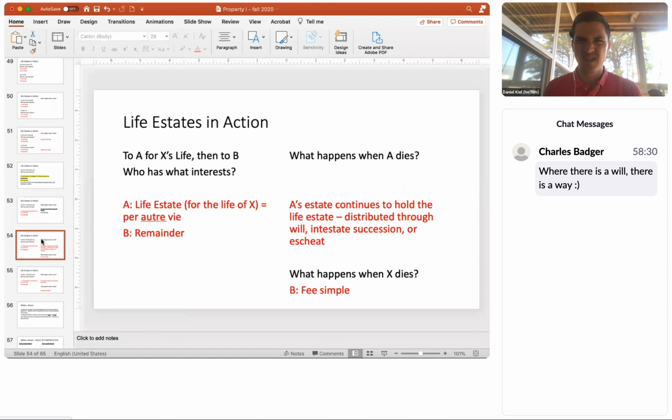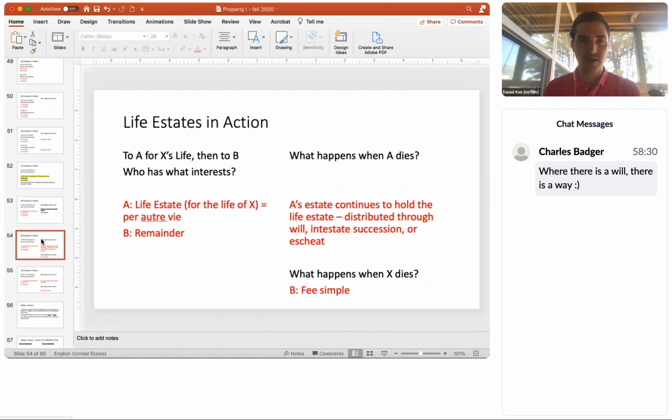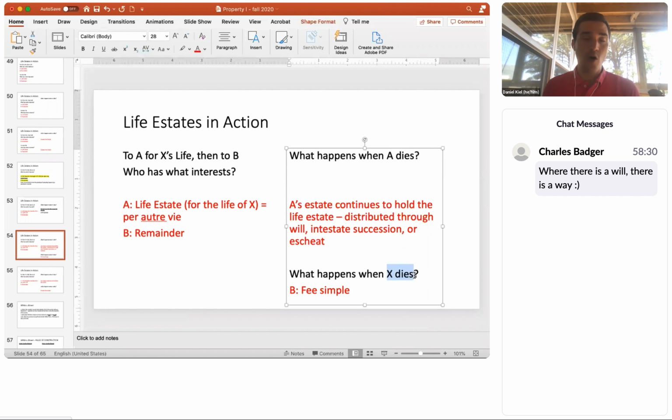Is that helpful? So O is X, right? No. No. No? X is X. O is the grantor. X is just some random person that is alive until here. Then they die. So O is O. Almost always going to use O as grantor.